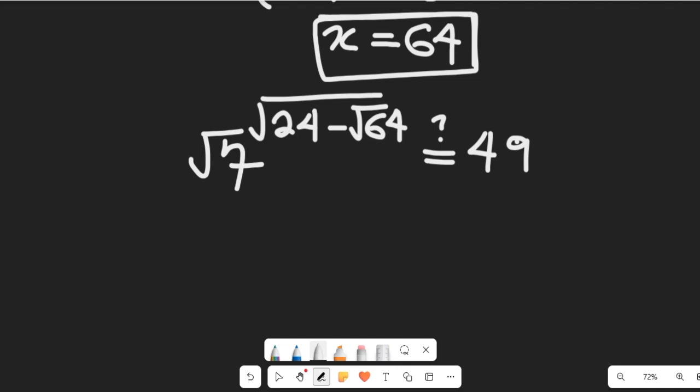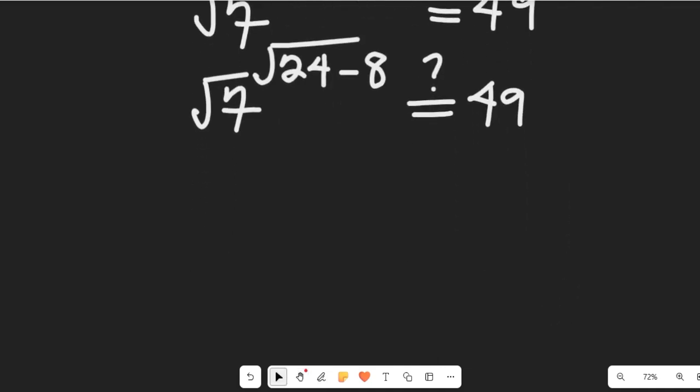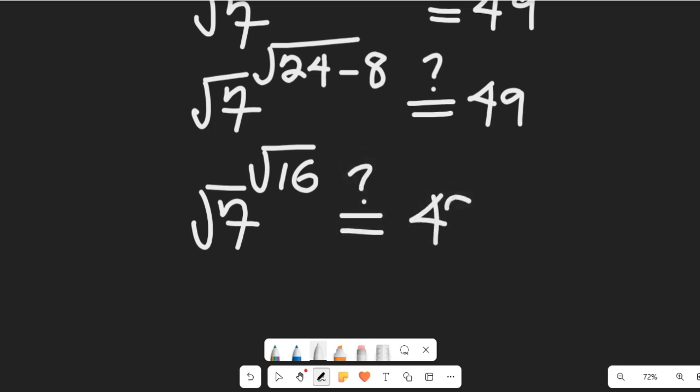Let's find out. This is going to give us the square root of 7 to the power of 24 minus the square root of 64, which is 8, right? And this, will it give us 49? Now let's look at that. 24 minus 8 is going to give us 16. So we're going to have the square root of 7 to the power of the square root of 16. And this will be equal to, is it going to give us 49?